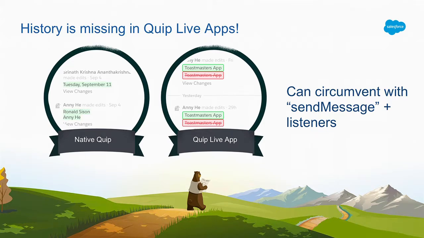And how you do that is using the Quip Live Apps API. There is the send message, which takes a param, and you can put a string in there. And you can do that while listening to a record. A record is a unit of storage, which I'll talk about shortly. So there are record listeners, which listen on record change. On record change, send a message. And then you will have which fields got changed, that kind of thing. So that is how you get around the missing history.